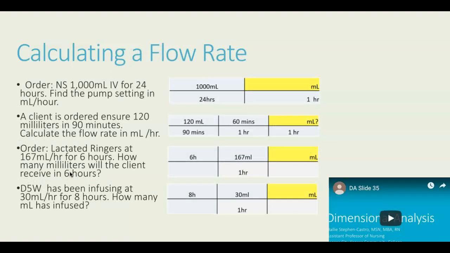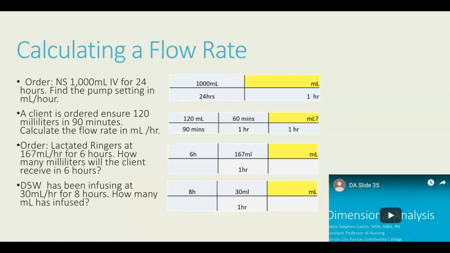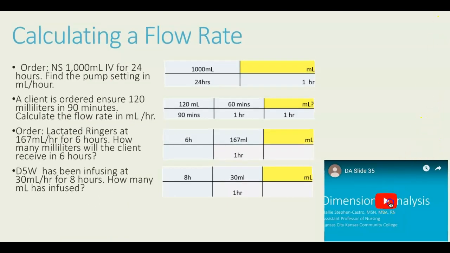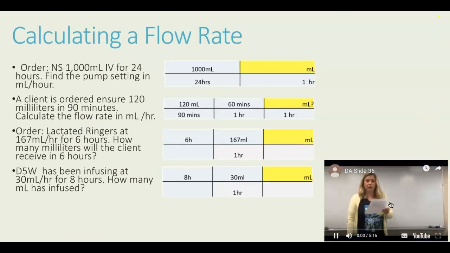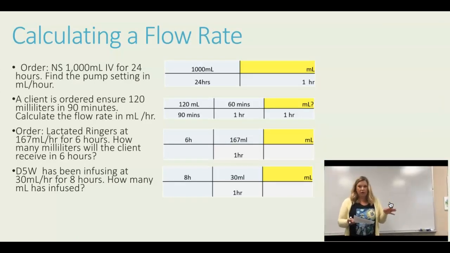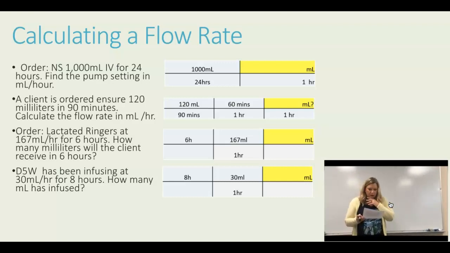All right, so let's go ahead and start with the video on basic calculations of an IV rate. And slide 35. All right, so now we're stepping up our game. We're getting to those IV flow rates. I know, it sounds a little intimidating.